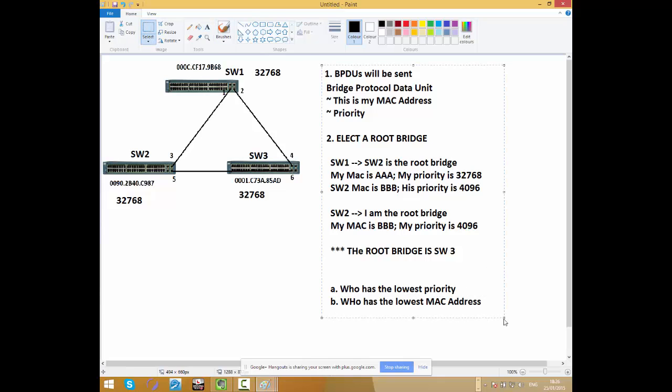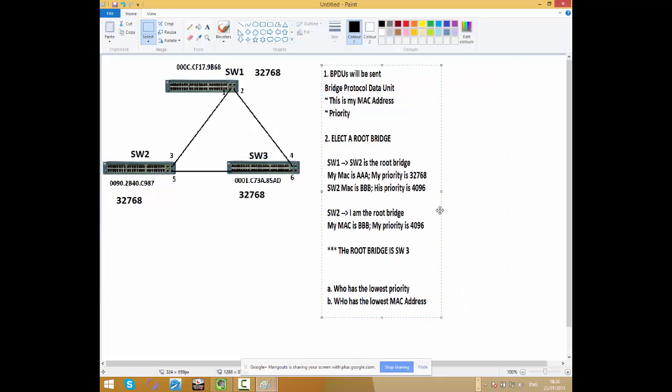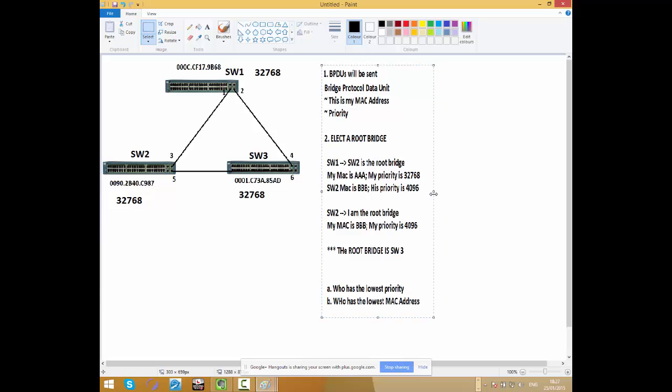Are you talking about now after the priority or default priority? Before the priority. So we're not changing the priority. So the priority is all default. So now we've determined the root bridge.